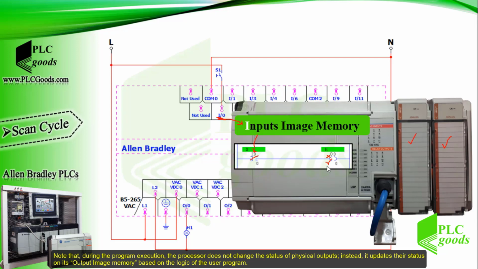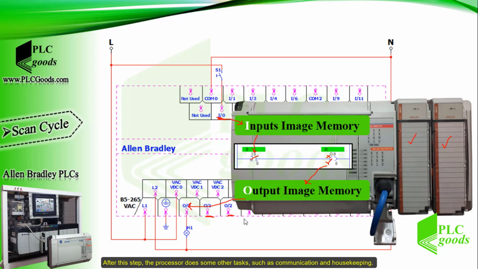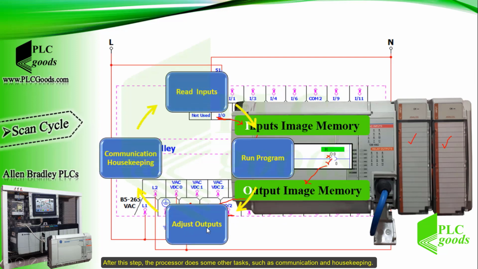Note that during the program execution, the processor does not change the status of physical outputs. Instead, it updates their status in its output image memory based on the logic of the user program. Finally, when a PLC processor reaches the end of the user program, it activates or deactivates its physical outputs according to the output image memory. After this step, the processor does some other tasks such as communication and housekeeping.